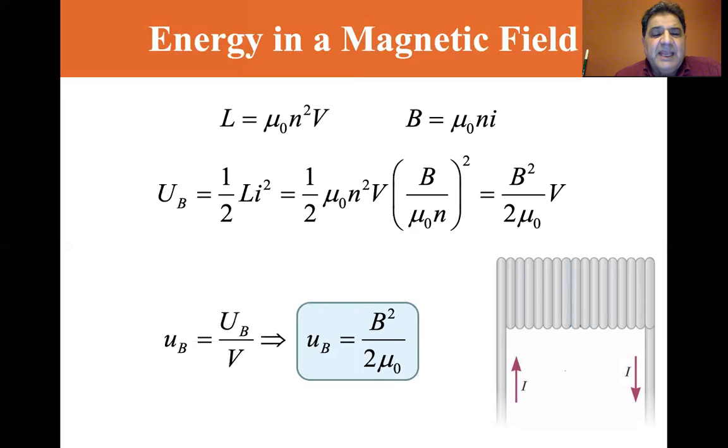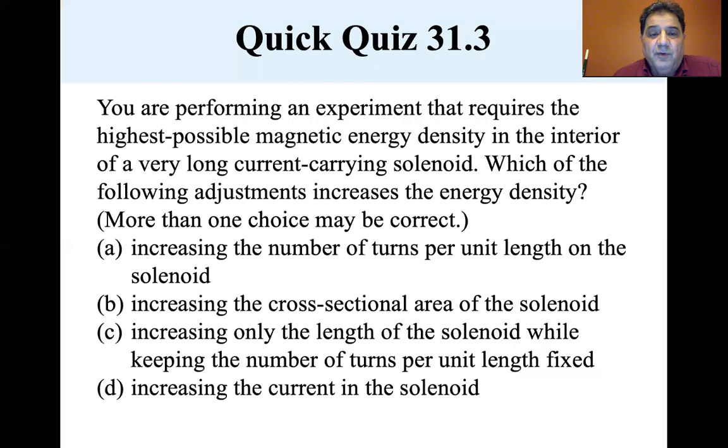And then the magnetic energy density, small u_B, is equal to U_B divided by V, and that's equal to B squared divided by 2 mu 0.